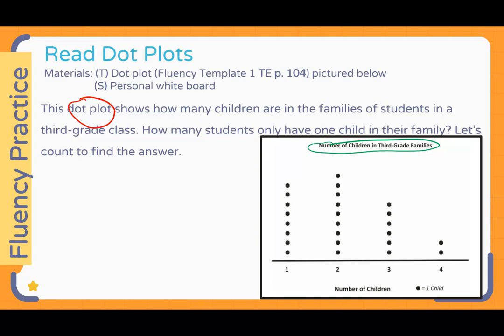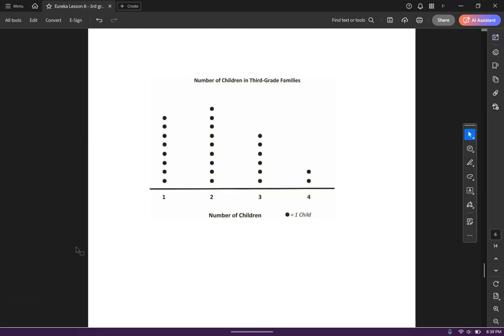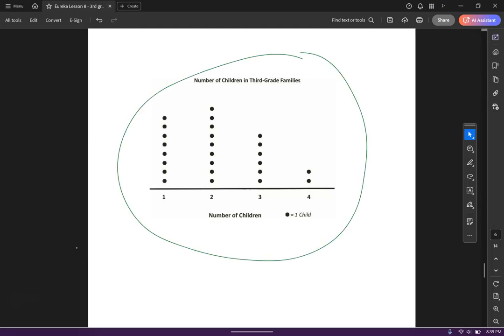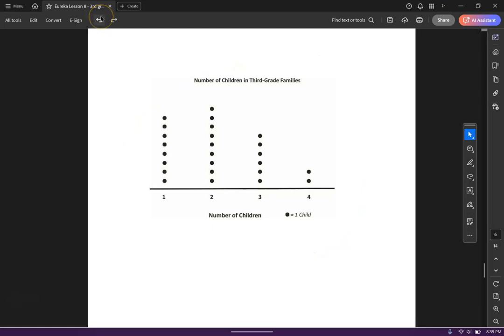This says Fluency Template 1, TE page 104. In your journal, I don't think you have this page, so I need you to draw this just like it is. Go ahead and pause the video, draw it, and then continue. If you do have this page, great. Use it. If not, then you're going to need to draw it.